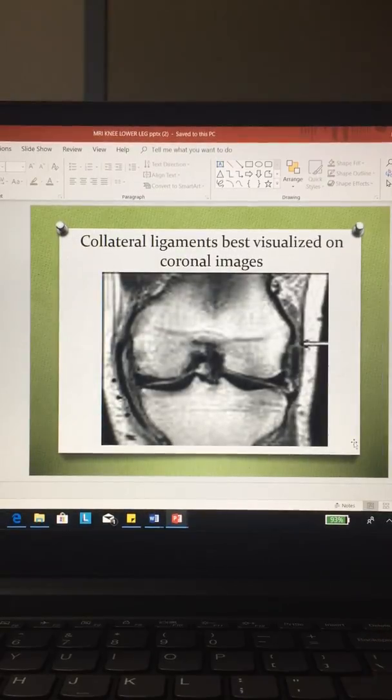Here's an MRI image in the coronal plane. And again, this is where we see these black lines, remember ligaments are always dark, these black lines that connect bone to bone on either side are going to be your collateral ligaments.